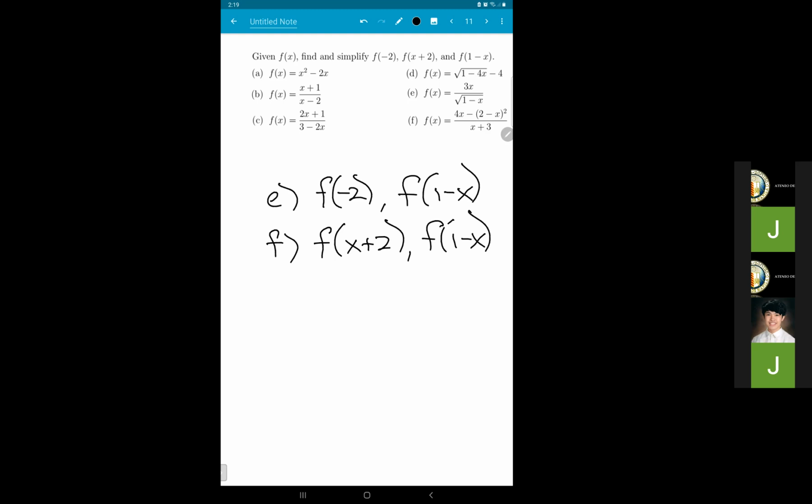For letter F, function f of -2, it's 1 over square root of 3. And then for the other function, for function 1 minus x, it would be 3 minus 3x over square root of x.